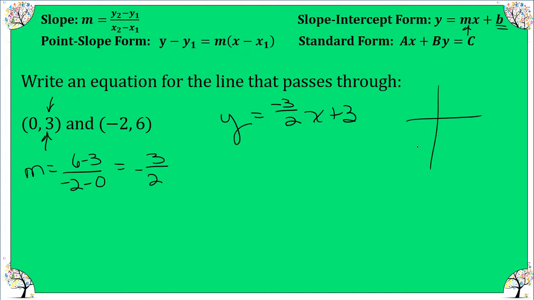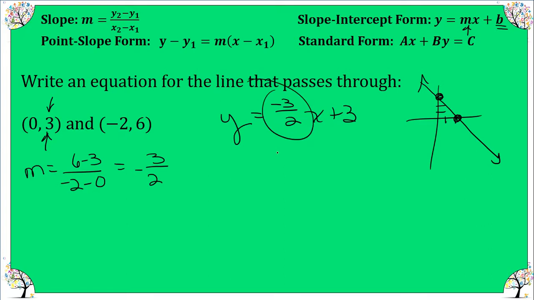Let's graph this. I'm going to start at 0, 3. I'm going to go down 3 because of the negative: 1, 2, 3, and to the right, 2. So we can see how our line is sloping downward. It's going downhill because we read from left to right, and this has a negative slope.